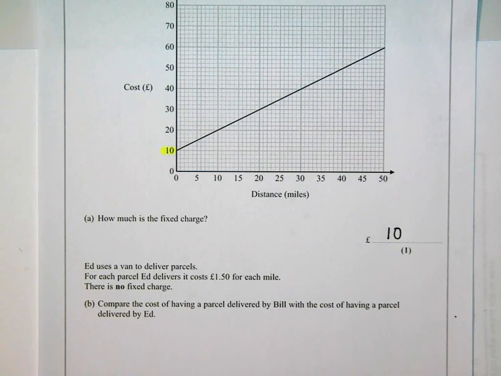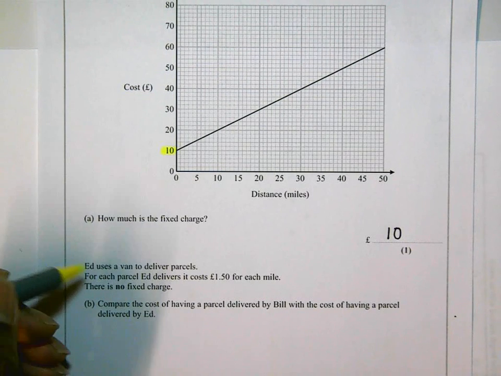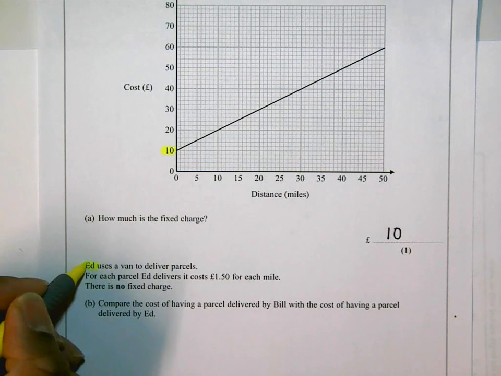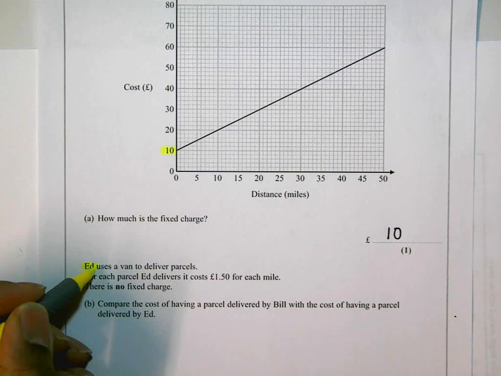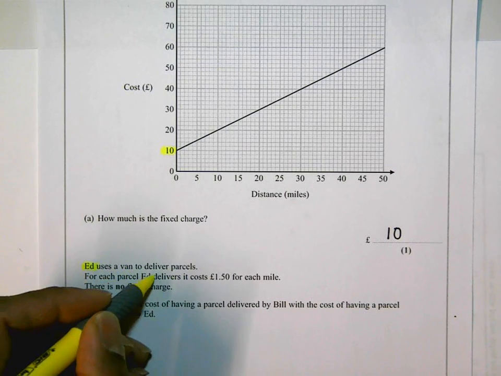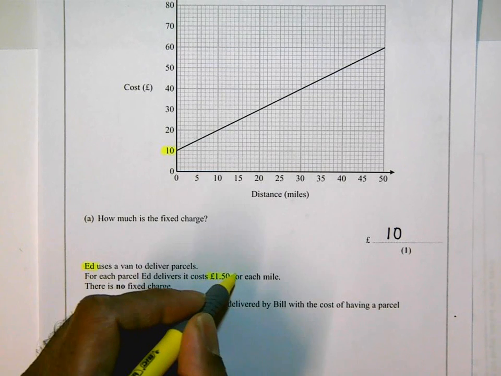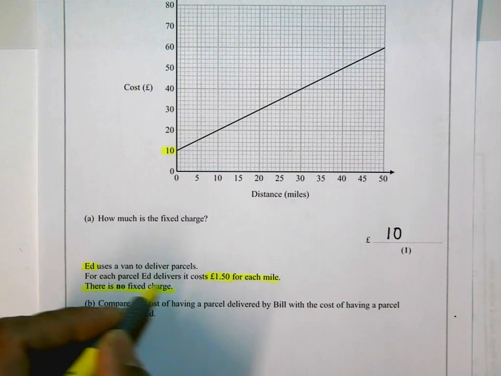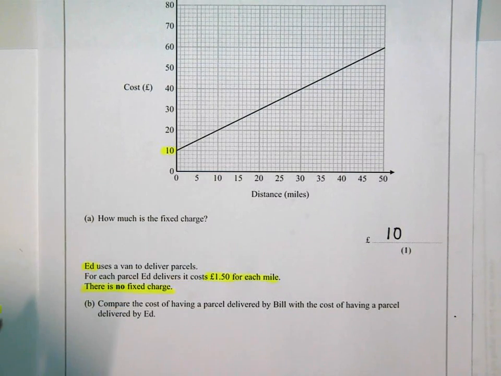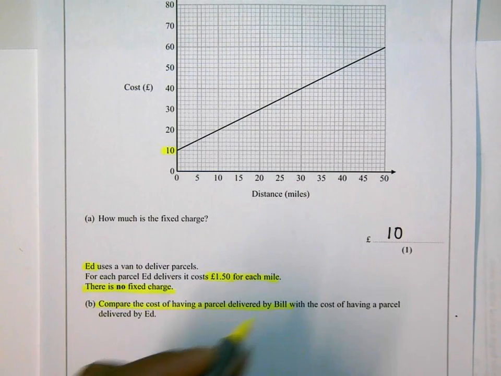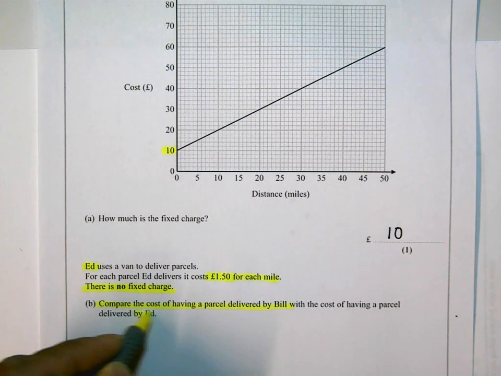Okay, part B. Before we get there, there's a bit of writing just before. Ed uses the van to deliver parcels. So Ed, somebody else, there was Bill before. For each parcel Ed delivers, it costs £1.50 for each mile. And in his case, there's no fixed charge. Compare the cost of having a parcel delivered by Bill with the cost of having a parcel delivered by Ed.